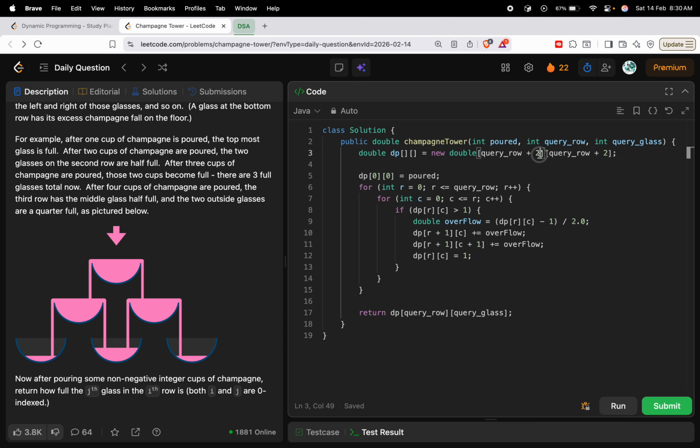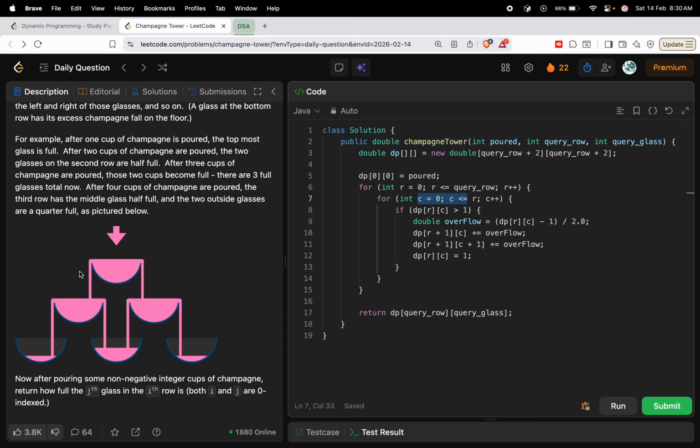That is the reason we are taking query row plus 2 as the total number of rows, and the columns are the same, but we will only process up to the query row itself. Initially we have poured all the champagne units into the topmost glass, which is at the 0,0 position of the grid.